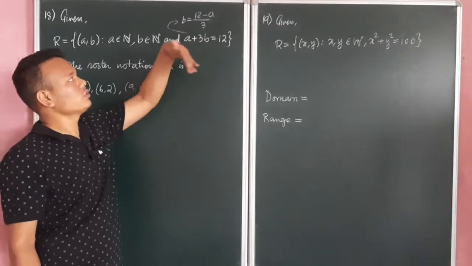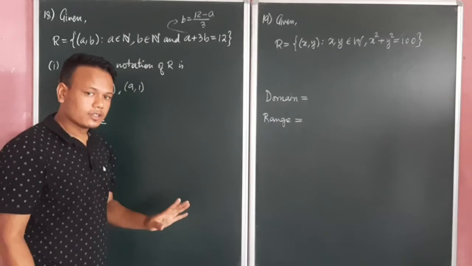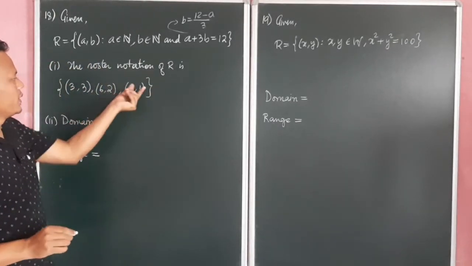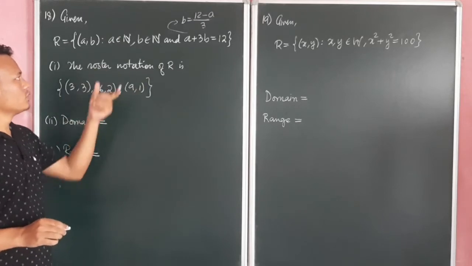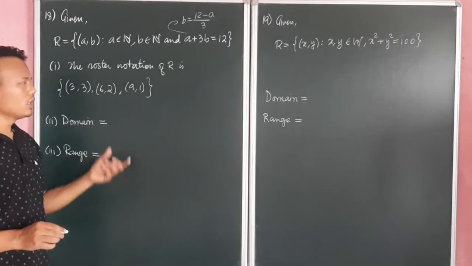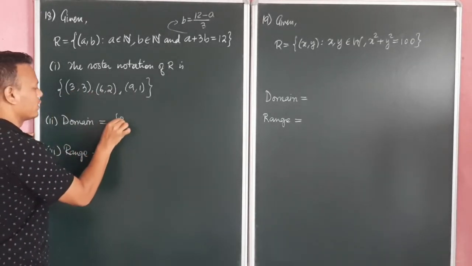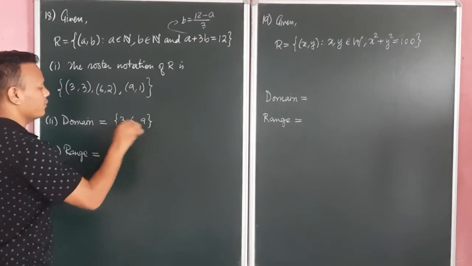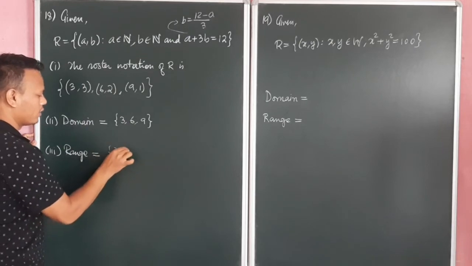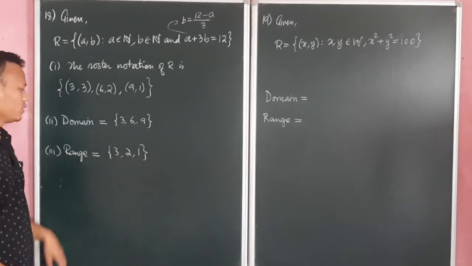Now if you cross 12, then you will get negative numbers. So again negative numbers are also not natural numbers, so only these many ordered pairs, that is 3 ordered pairs, form the roster notation or form this relation. Okay, so we got the roster notation. Now we need to find its domain. So domain will be 3, 6, 9. Okay, and the range will be 3, 2, 1, or you can write this as 1, 2, 3 as well. Alright, so this will be your range.